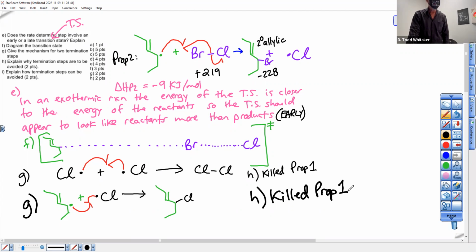You see it? Carbon radical reacting in the way it's supposed to. If you're reacting it this way, it's not reacting the way it's supposed to. You killed prop 2. Terrible. So clearly we have a problem, those termination steps.